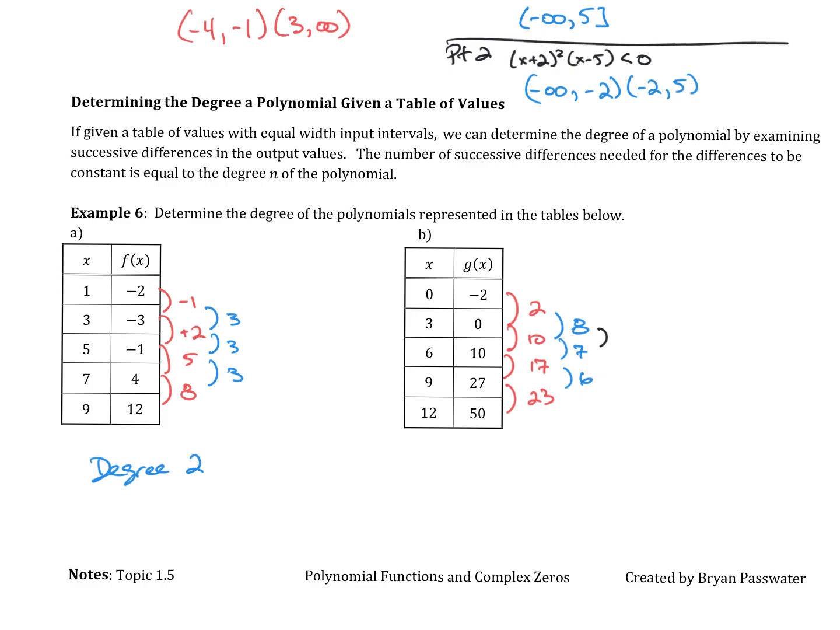So now, -1, and then -1. So what did we know? It's a degree of 3, also known as a cubic. All right, pretty good? Cool.